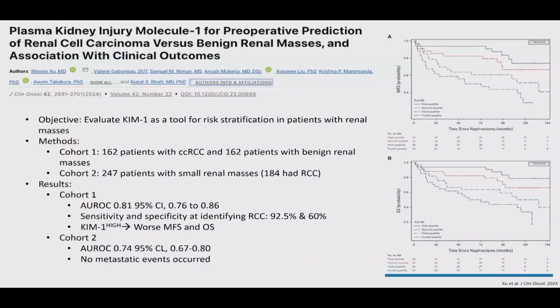The role of KIM-1 was also explored as a tool for risk stratification in patients with localized RCC in the study by Zhu and colleagues. In this study, they had 2 cohorts of patients, including a majority of patients with clear cell RCC. And they found in both cohorts that KIM-1 had a moderately high AUROC and could distinguish RCC from benign lesions fairly well. But they also found that a high KIM-1 value was associated with a worse metastatic-free survival and overall survival.